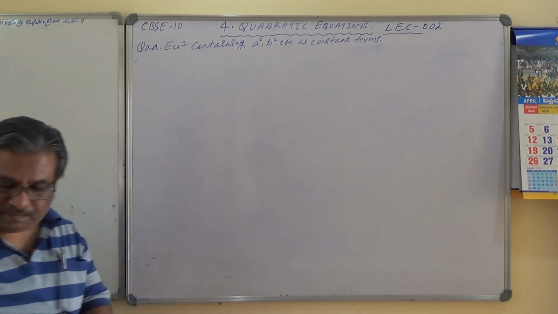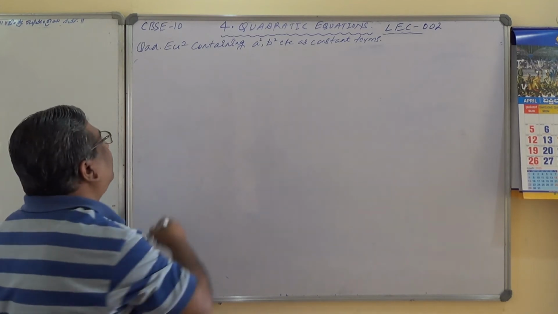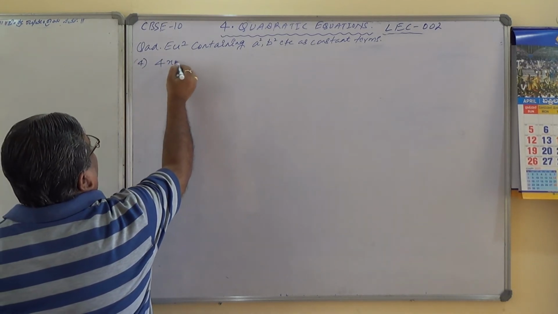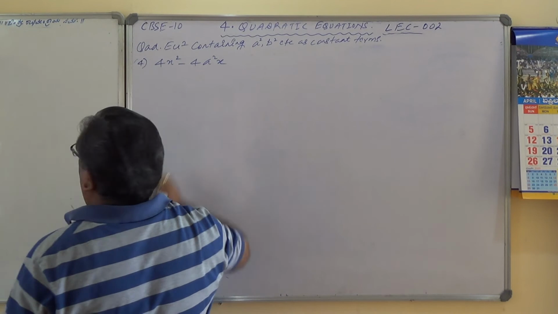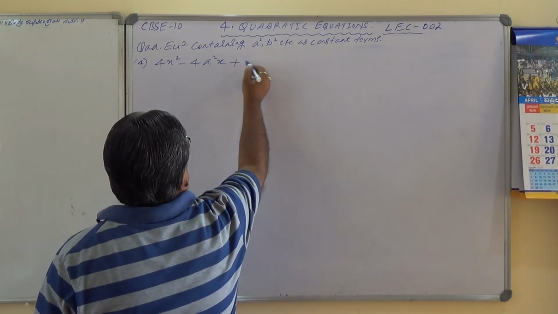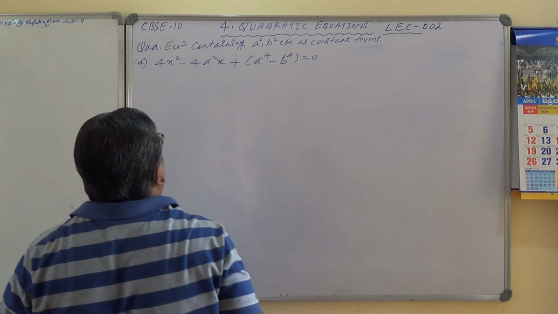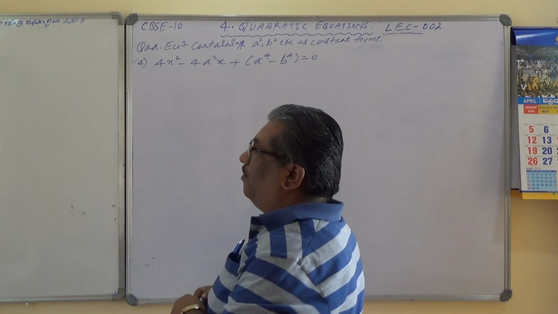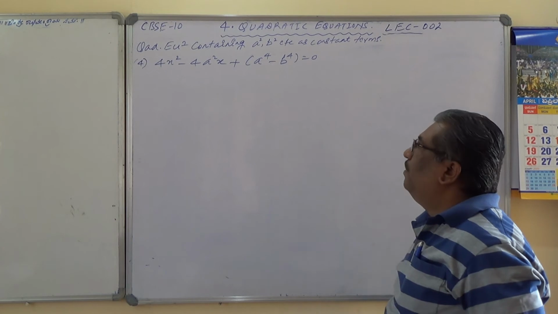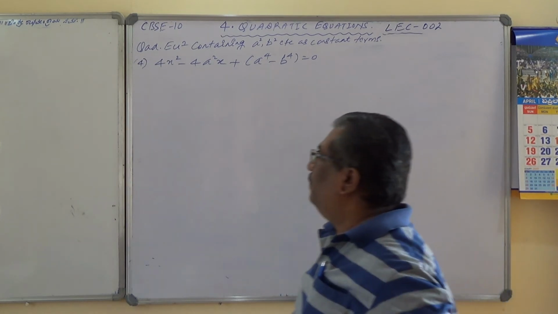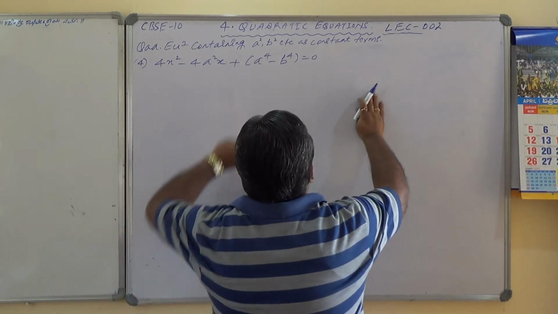Fourth one: 4x square minus 4a square x plus a to the power 4 minus b to the power 4 equals 0. What is given? Let me check it. 4x square minus 4a square x plus a to the power 4 minus b to the power 4. This question appeared in 2004 and 2015. Now let me check here.